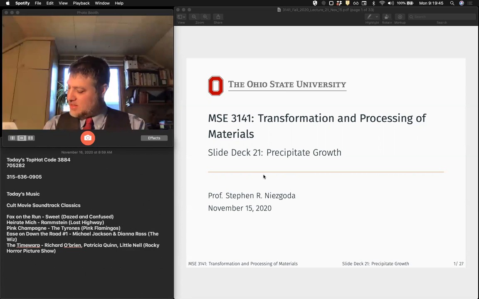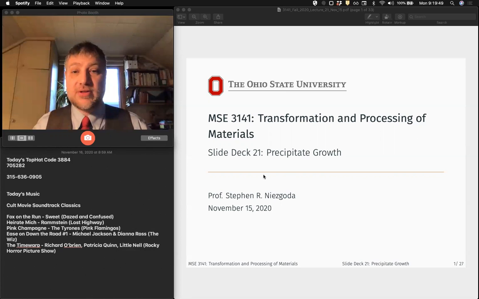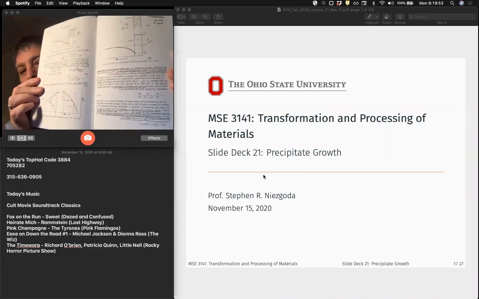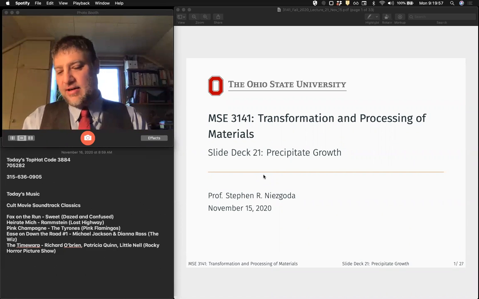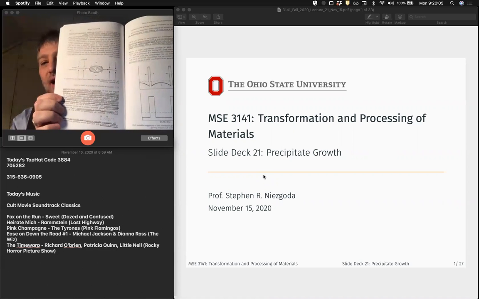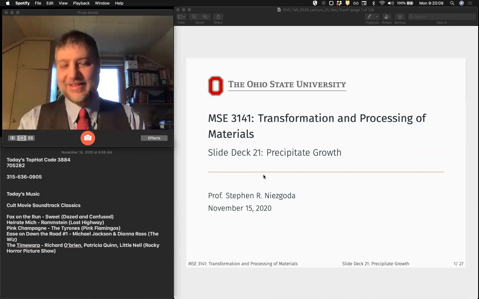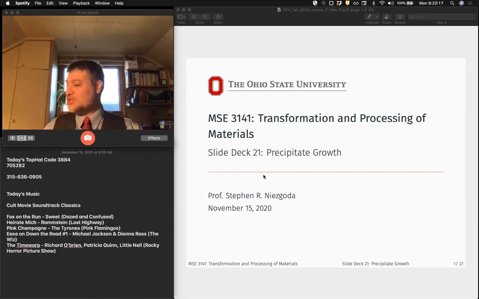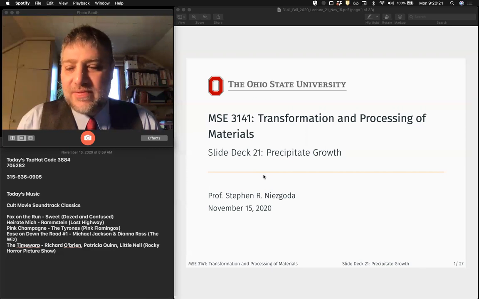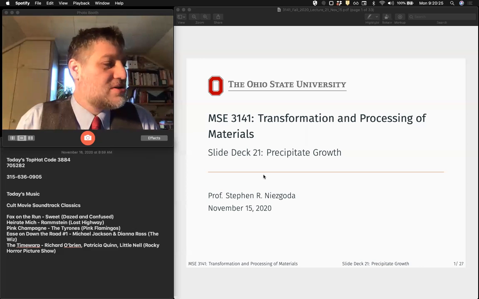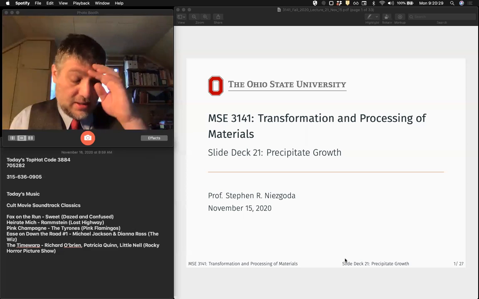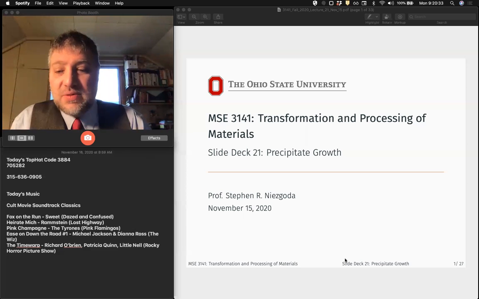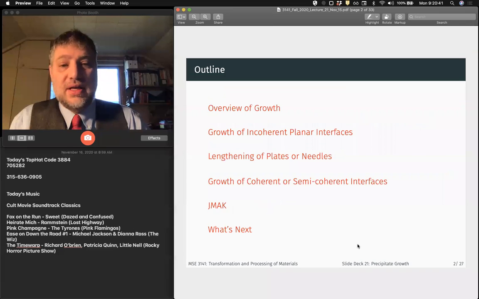I wanted to show you guys this. This is my copy of Porter and Easterling from when I was an undergrad. And this chapter is heavily annotated. I don't understand how I passed this class because I highlighted everything. So this reminds me of when all of this material was new to me and how I struggled with understanding what were the important parts too. So I'm going to try and keep that clear as we go through this. Okay, let's get started.